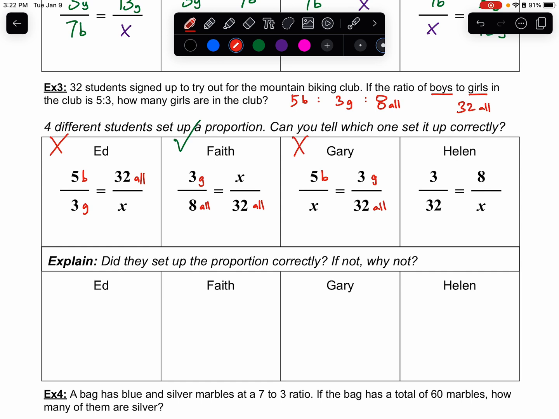And we've got Helen. 3 refers to the girls. 32 is the all number. And then 8 refers to the all number as well. So the ratio of girls to all is 3 to 8, right? And then there are actually 32 students, and that is on the wrong side. That should go on this side. So the X should be over here, and the 32 should be on that side. So this is wrong. So the only person who did this correctly is Helen. Or sorry, not Helen, is Faith. Faith is the only one who did it correctly. Good job, Faith.